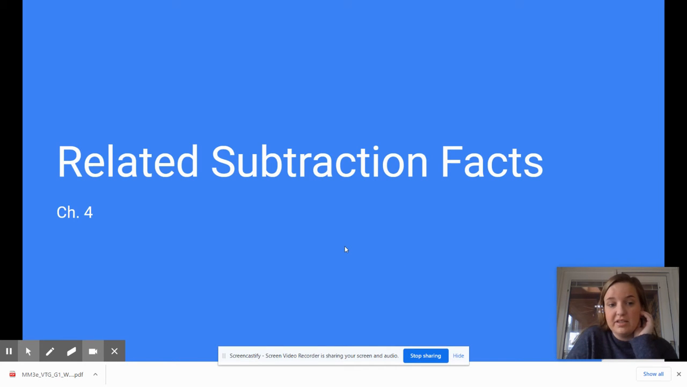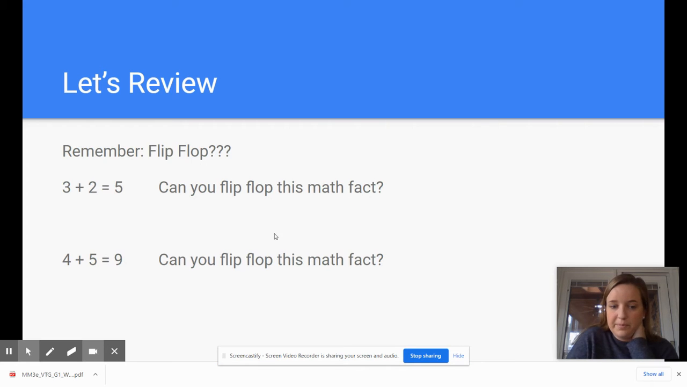So today we're going to continue working on our subtraction, but we're going to start learning something new. We are going to talk about related subtraction facts. I want to review something that is going to help you really understand this. When we talked about our addition facts, we learned something called flip-flop. These were related addition facts.